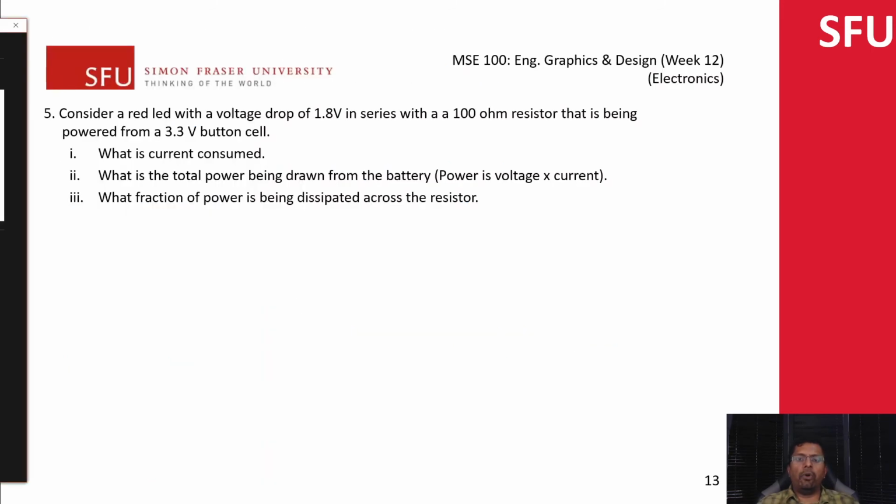So let's look at a follow-up example. The same LED from the last problem, 1.8 volts, is connected in series with a 100 ohm resistance, powered by a 3.3 volt button cell battery. Here the resistance is given, and what we are trying to calculate is the current consumption, the power drawn from the battery, and then the fraction of the power being consumed by the resistance and the LED.